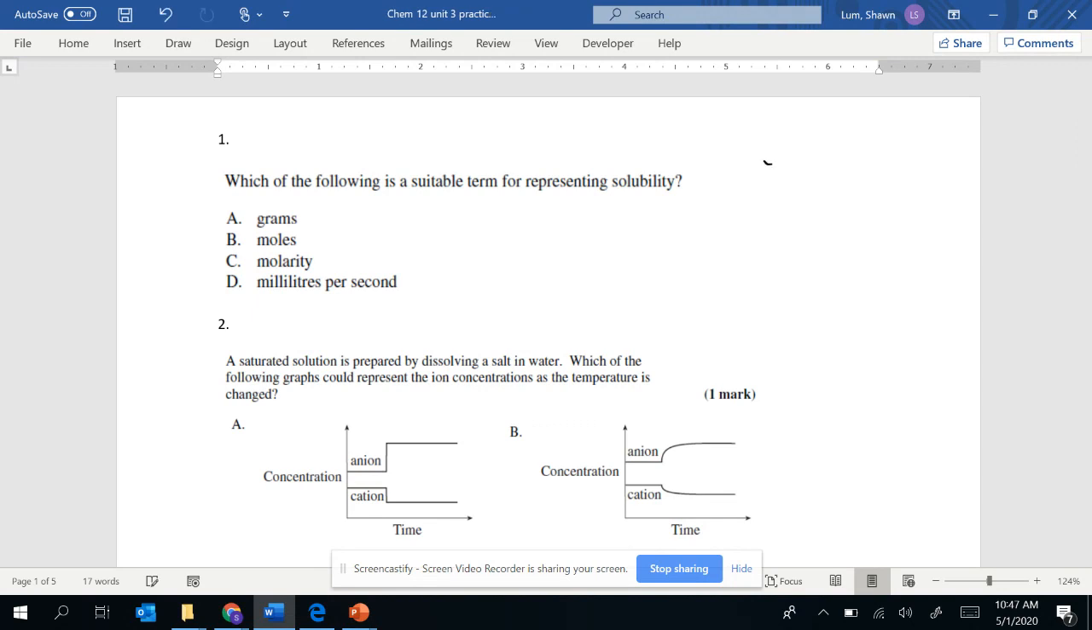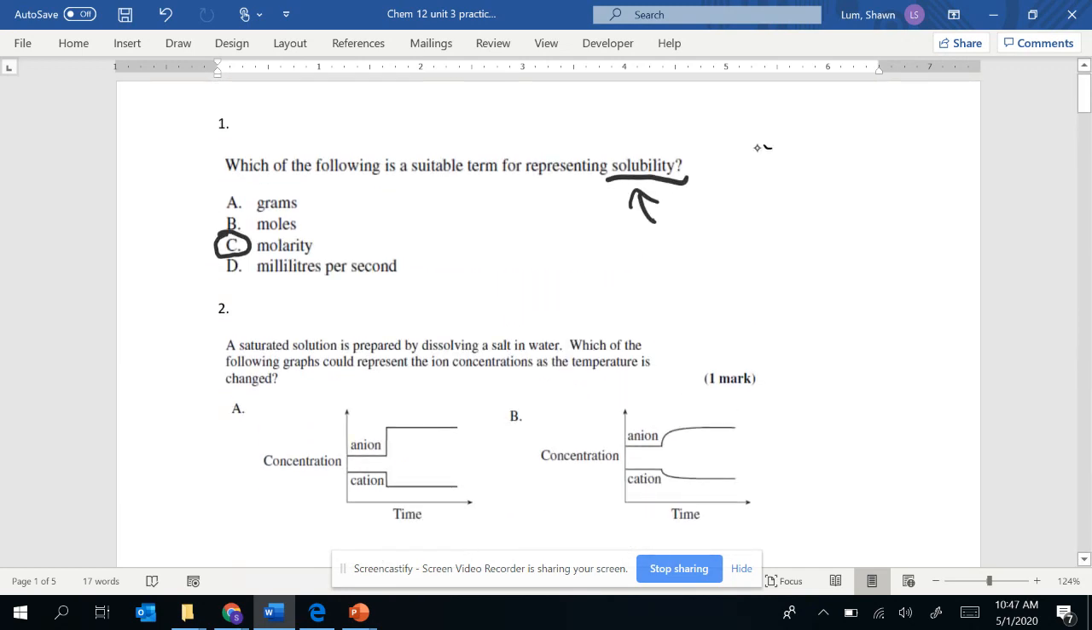Which of the following is a suitable term for representing solubility? We talked about that before we went before spring break, and essentially it is concentration. So the only one that's concentration is this one right here.